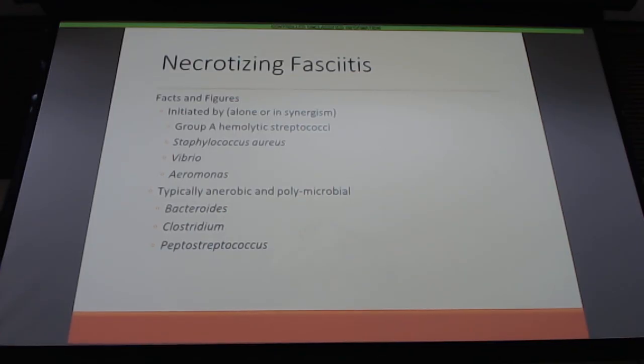Right? Here's a whole bunch of things that can cause your problem. Right? There's a bunch of stuff that fit in the group A category. You got some aerobes and anaerobes. So there's a whole bunch of different things that can cause necrotizing fasciitis.